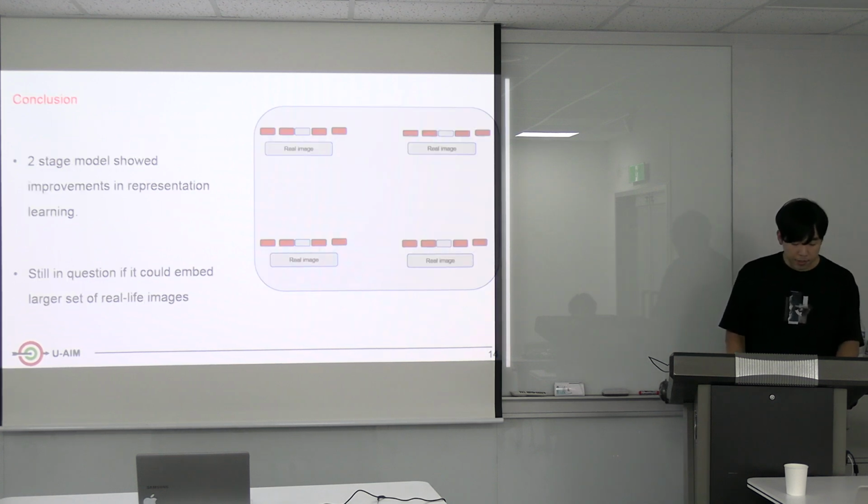Before I wrap up, I'd like to conclude two major things. The first thing is that the model showed improvements in representation learning. As you have seen in several tables, there is a decrease in FID and an increase in IS, which means that the data is distributed well, but is also close to the original image, guaranteeing the representation learning.